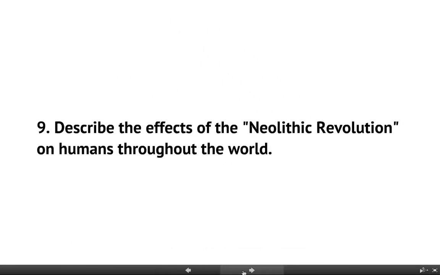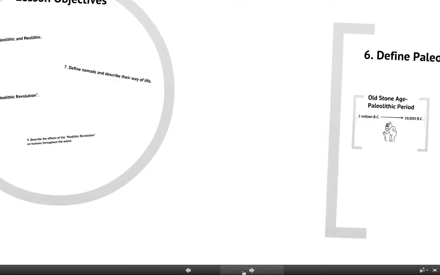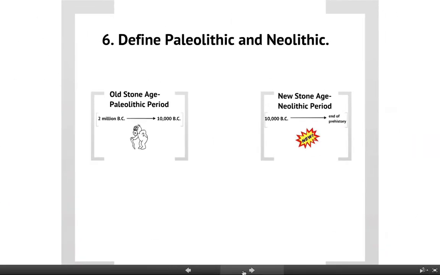And then lastly, we're going to describe the effects of the Neolithic Revolution on humans throughout the world. So how did it change? How did it force people to live differently after this revolution occurred? All right, so we'll be looking at that soon. So first of all, we're going to look at what Paleolithic and Neolithic is, and this is pretty easy, right?